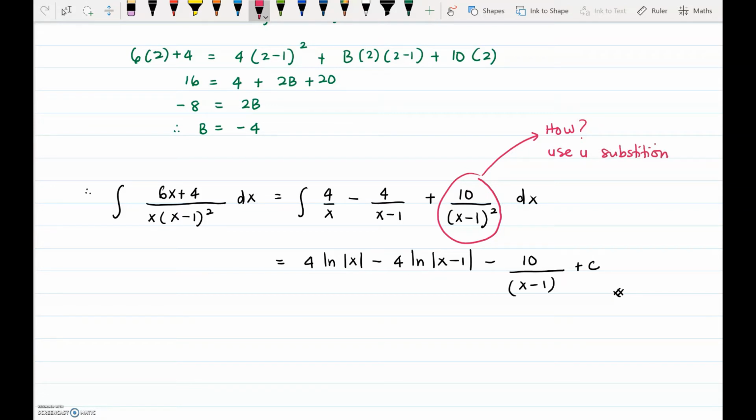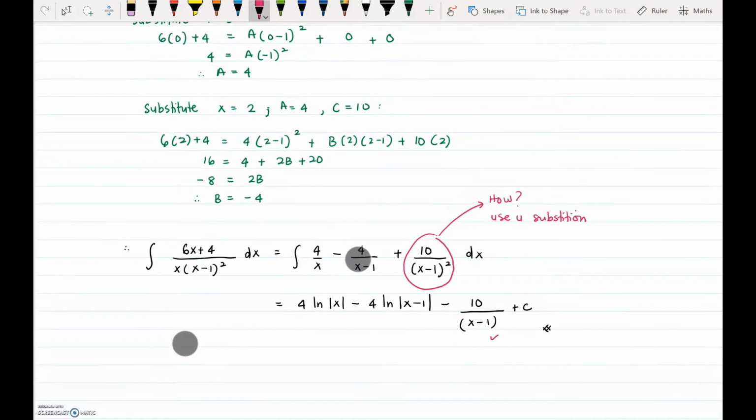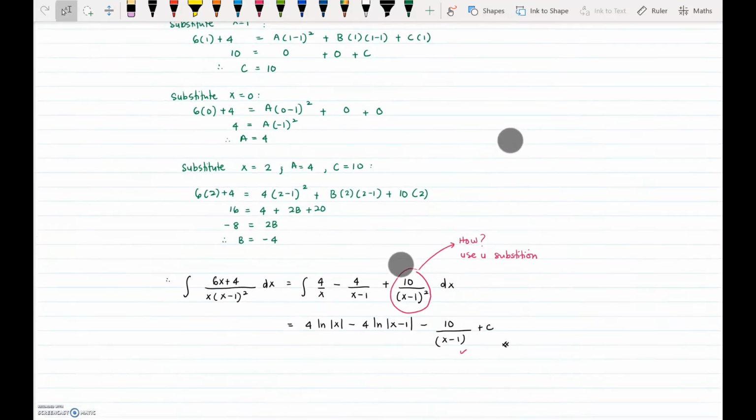Okay, so please refer to your warm-up exercise that I have given you in the first class. Please remember to integrate 10 over (x minus 1) squared. You need to use U-Substitution, and the answer will be this one, negative 10 over x minus 1 plus c. Okay, class? Alright.